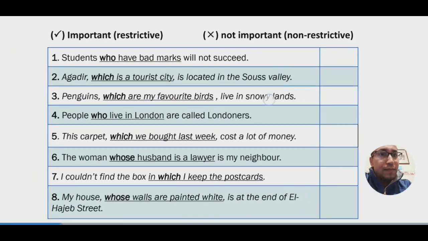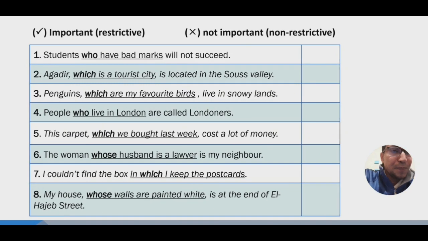Now, let's begin with number 1. Students who have bad marks will not succeed. If this is important, you should do this here. If it's not important, you should do this. Okay? Yalla. Let's begin.